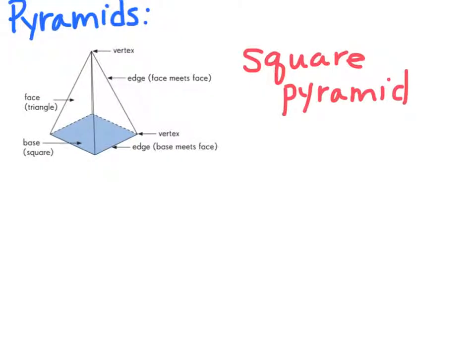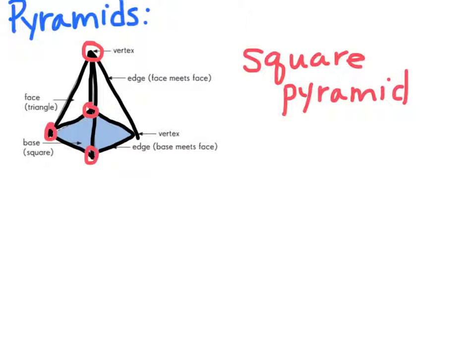Let's identify the different parts of this pyramid. First, there are 5 faces, 4 triangular faces, and 1 square face. The square face is the base. There are 8 edges, 4 where the base meets the triangular side, and 4 where the triangular sides meet one another. The 8th one is kind of hidden back here behind the one at the front, but it is there, I promise, to make 8 total. There are 5 vertices, 1 at the tippy top, where the 4 triangles meet to create the point, and 1 at each corner of the base.